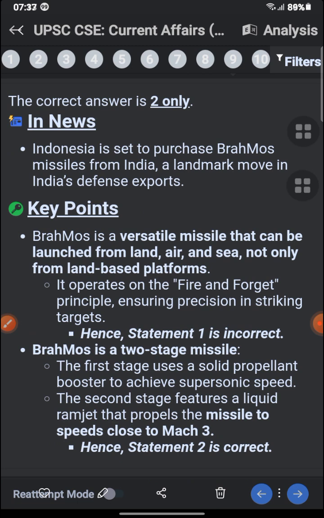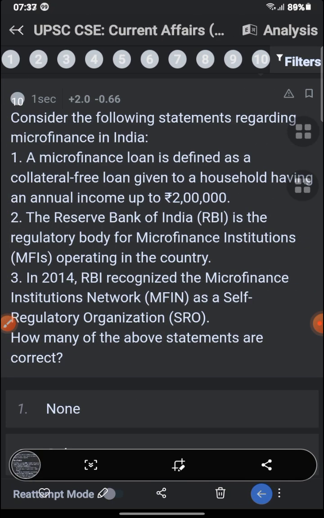Indonesia, as I said, purchased the BrahMos missile from India, a landmark move in India's defense export. It operates on the fire and forget principle, ensuring precision in striking the target. BrahMos is a two-stage missile. The first stage is solid propellant and the second is a liquid ramjet, and the speed is close to Mach 3. Now consider the following statement regarding microfinance.